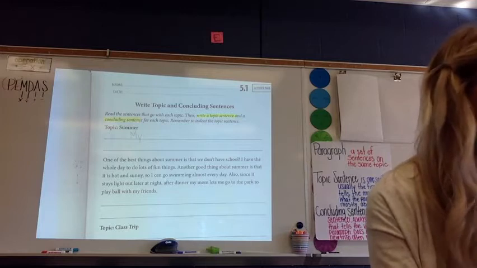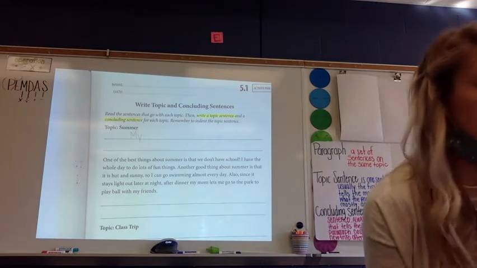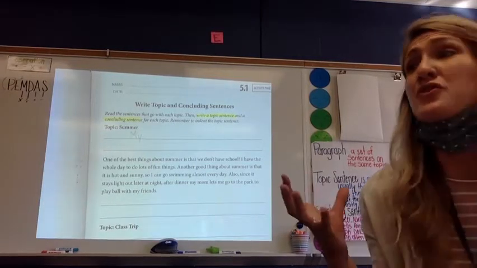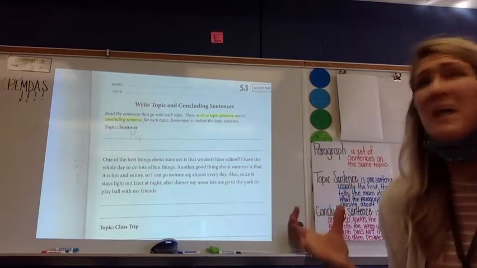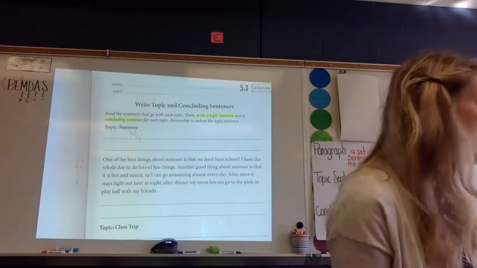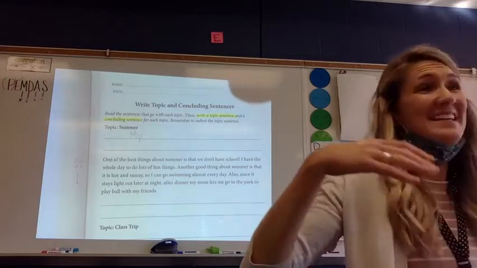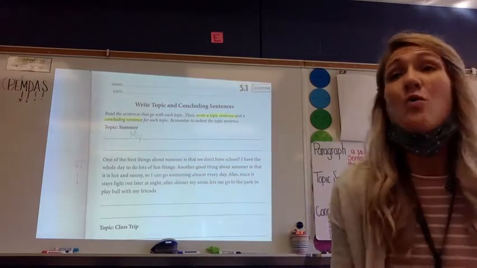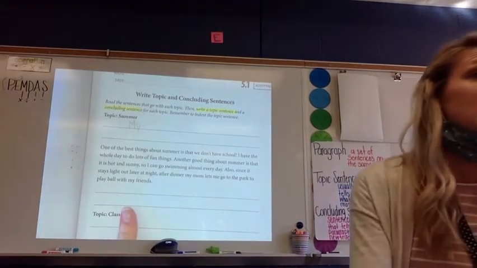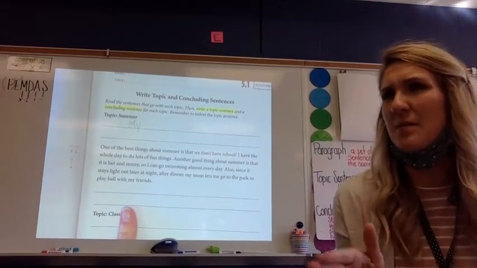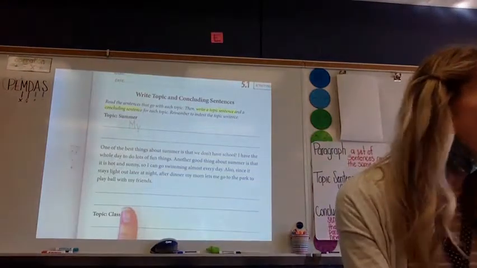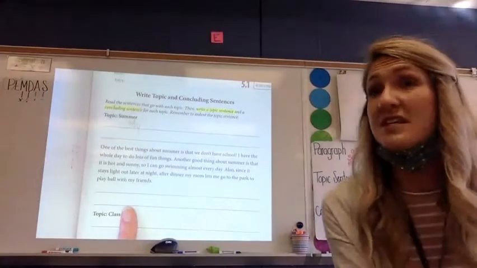Also, since it stays light out later at night, after dinner, my mom lets me go to the park to play ball with my friends. Those are those reason sentences. But we're missing a topic sentence. We don't have a sentence in this that tells us, hey, this is what I'm going to tell you about. This is missing the conclusion sentence that's going to tell me, Apollo. It's going to restate maybe that topic sentence. Is it going to give new information? No, so you don't have to come up with anything creative to write here. You just need to wrap it up.